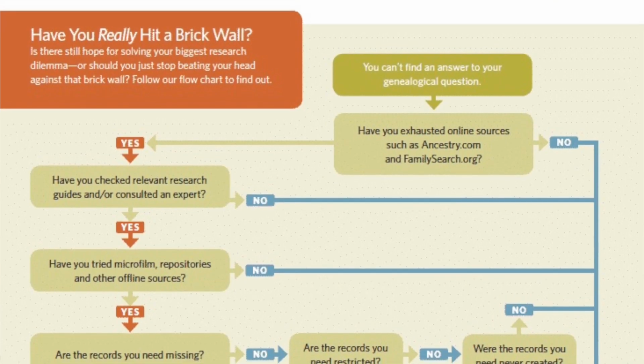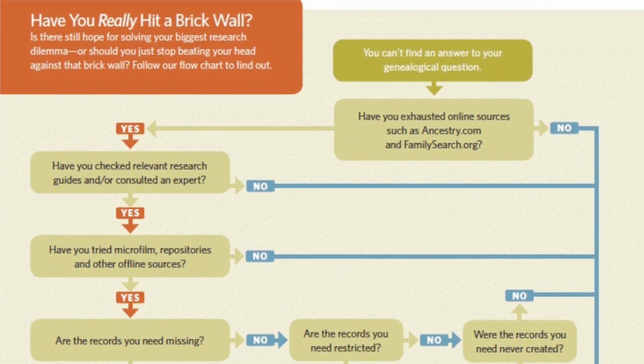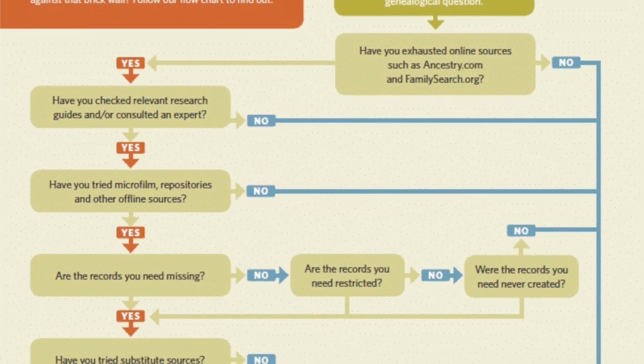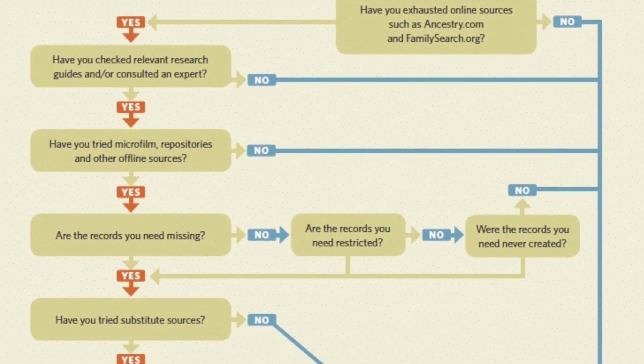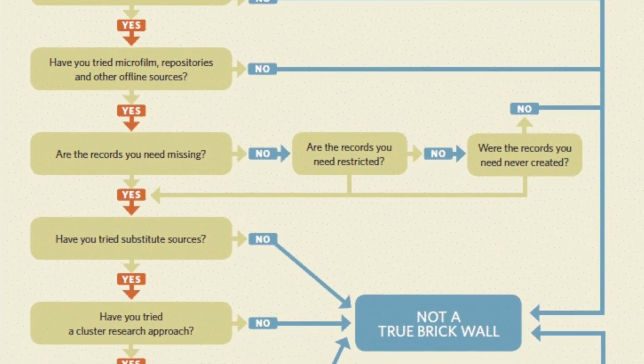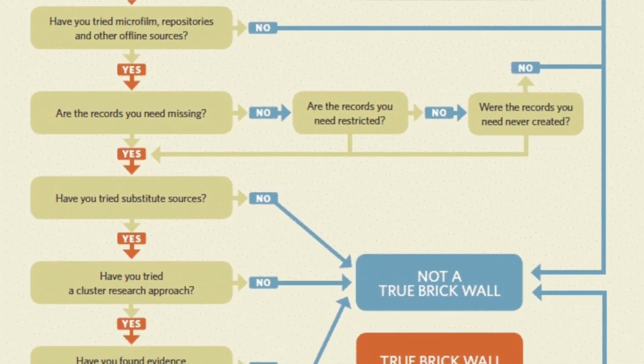Every genealogist has a brick wall or two in their family tree, an ancestor who you just can't find much on or any information on at all, and you certainly don't know who their parents were. But have you really done enough research for this to be considered a brick wall? Family Tree Magazine has a great flowchart to help you consider new avenues of research. For example, have you done in-person research, tried cluster research, or substitute sources? If not, this ancestor is not really a brick wall.